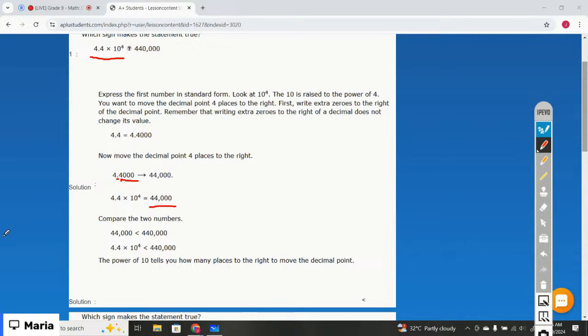That is 44,000. So basically you have to compare these numbers. They are 44,000 and 440,000. So 44,000 is less than 440,000, right? So that means when you compare them, 44,000 is less than 440,000. Got it?